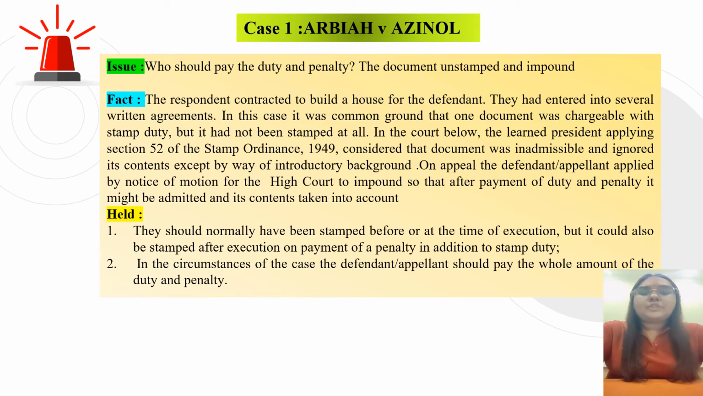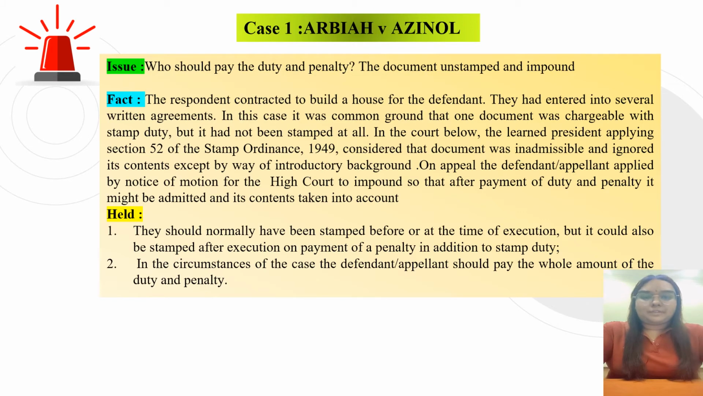So the document should normally have been stamped before or at the time of execution according to section 41, but it can also be stamped after the execution on payment of penalty in addition to stamp duty, which is section 47. So in this appeal hearing, the court can do what should have been done. The document was all the time in the plaintiff's possession.